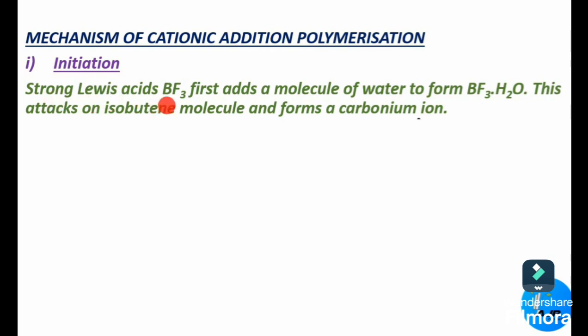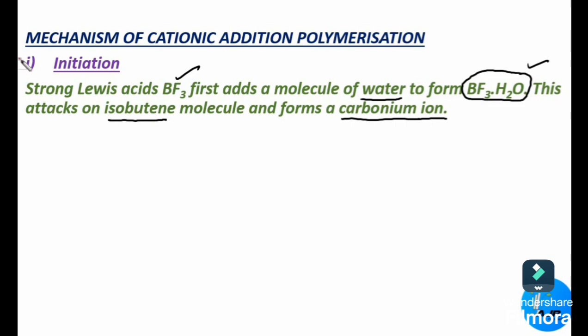The strong Lewis acid BF3 first adds a molecule of water to form BF3 water, an adduct, and this attacks an isobutene molecule and forms a carbonium ion. So BF3 first adds to a molecule of water and forms BF3·H2O, and then this BF3·H2O attacks the isobutene molecule and forms a carbonium ion. In initiation, we have two steps.